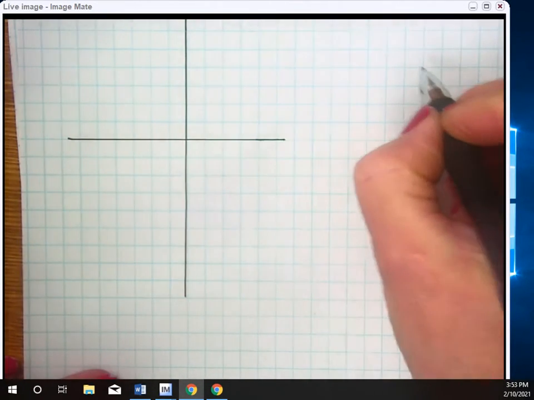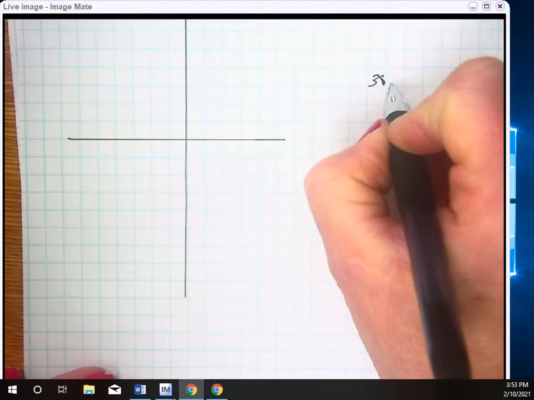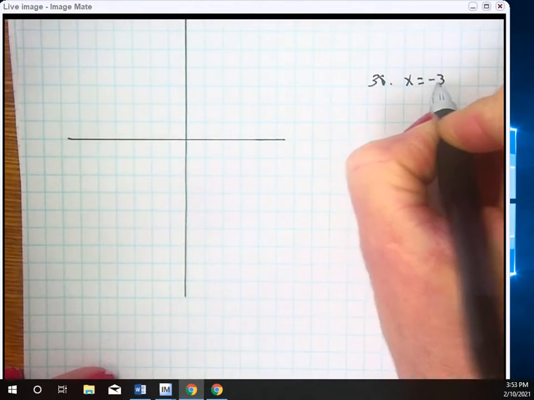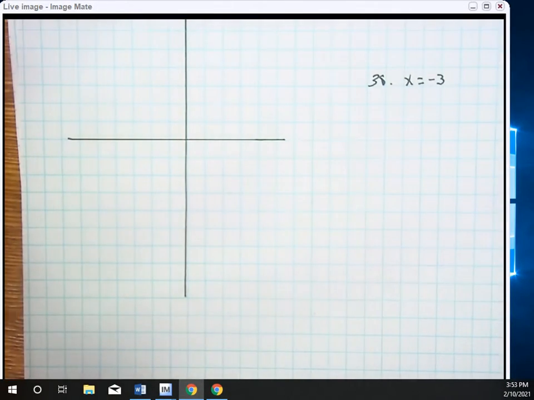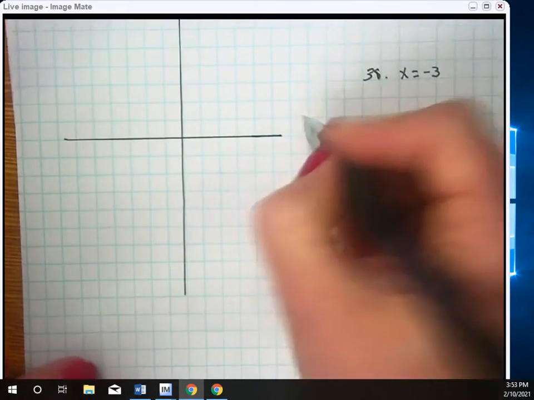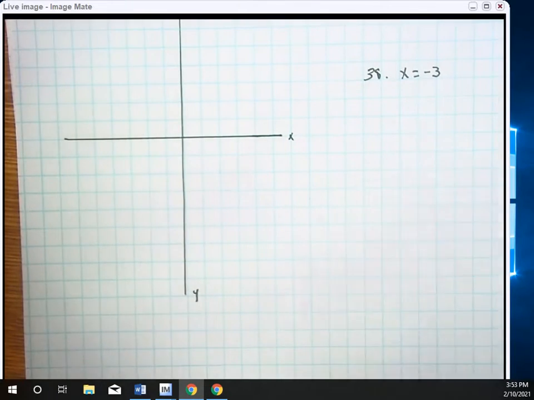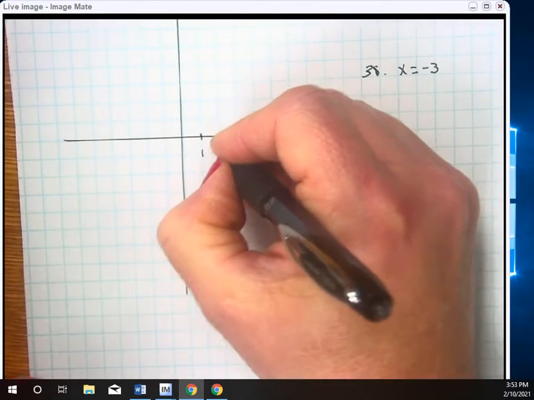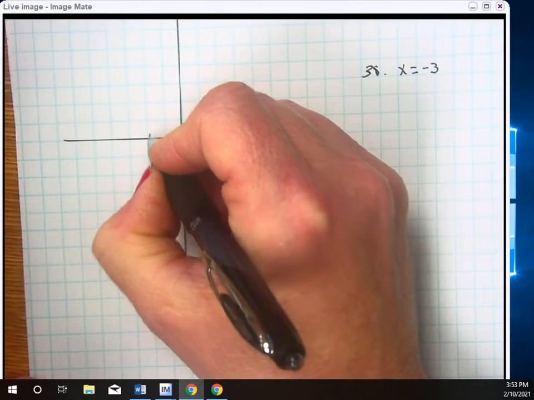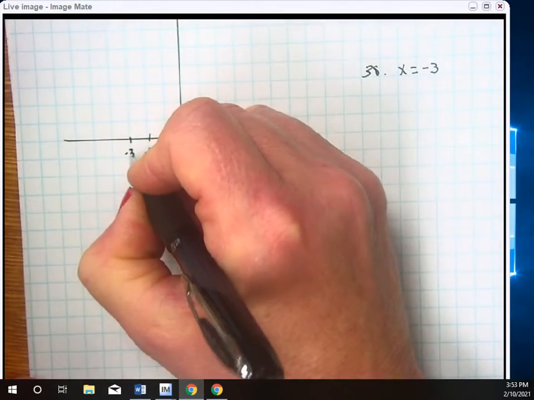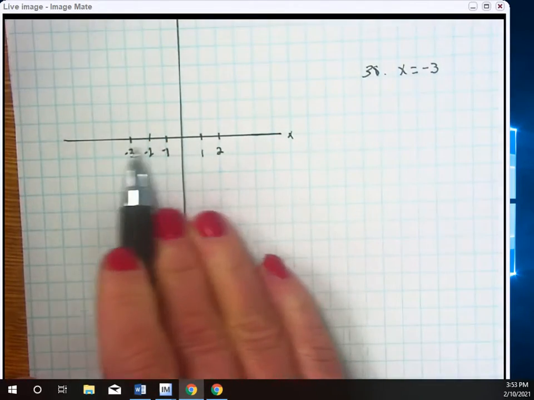If you happen to have an equation that says x equals negative 3, where on your ordered Cartesian coordinate plane does x equal negative 3? Remember, the x is the horizontal. Your number line goes positive to the right and negative to the left.